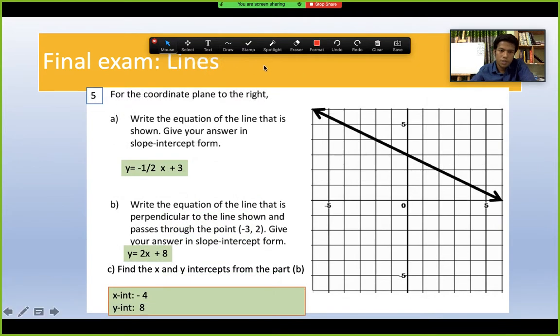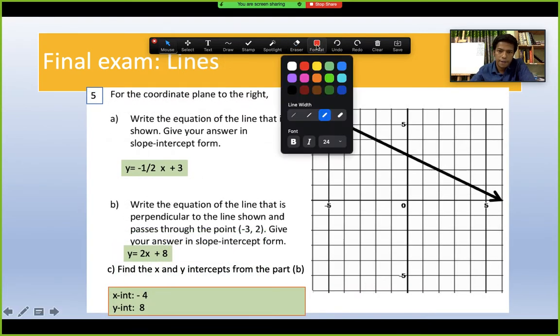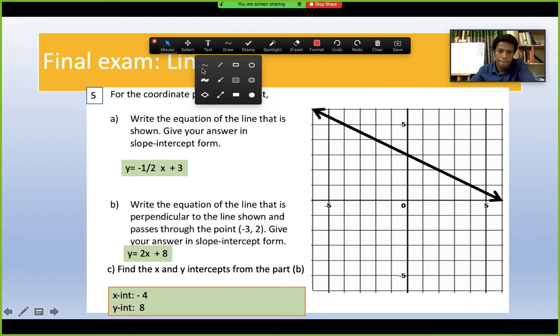Let's go to the next one. For the coordinate plane to the right, a graph is given. You have to find the equation of this line. So from this line, how do we find the equation? First of all, look at this line. What is the y-intercept here? The y-intercept is +3: 1, 2, 3.